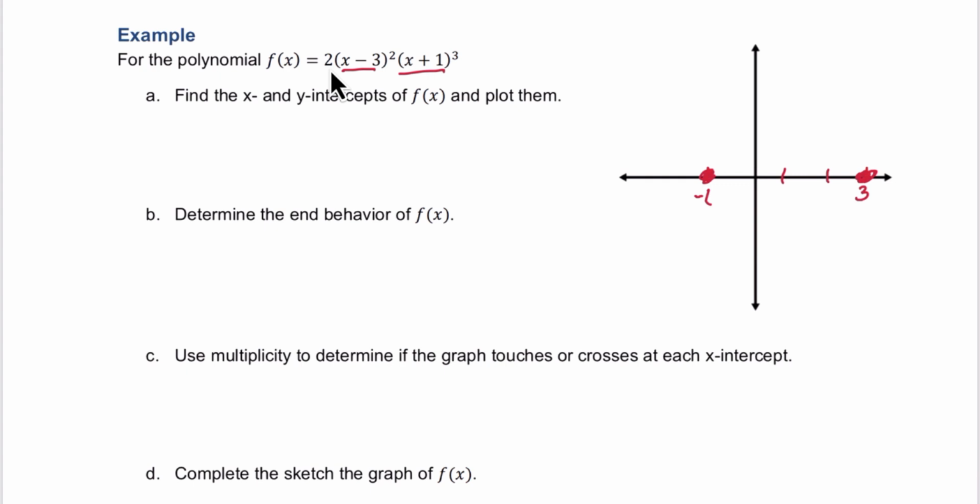That means we have to do a little bit of work also to find the y-intercept. To find the y-intercept, recall that we make the x's 0. So we have 2 times 9 times 1, which is 18. So again, we're just going to approximate where that is up here, y-intercept of 18.